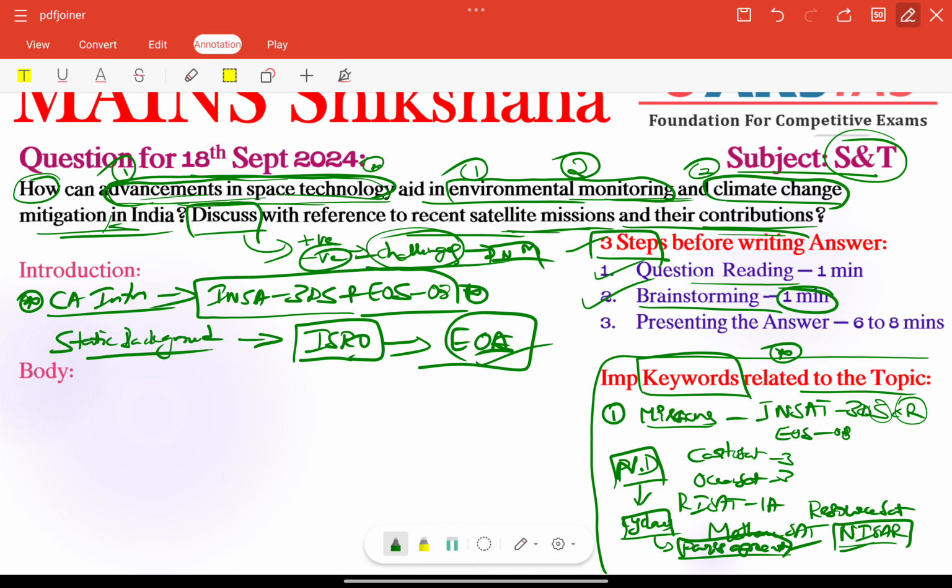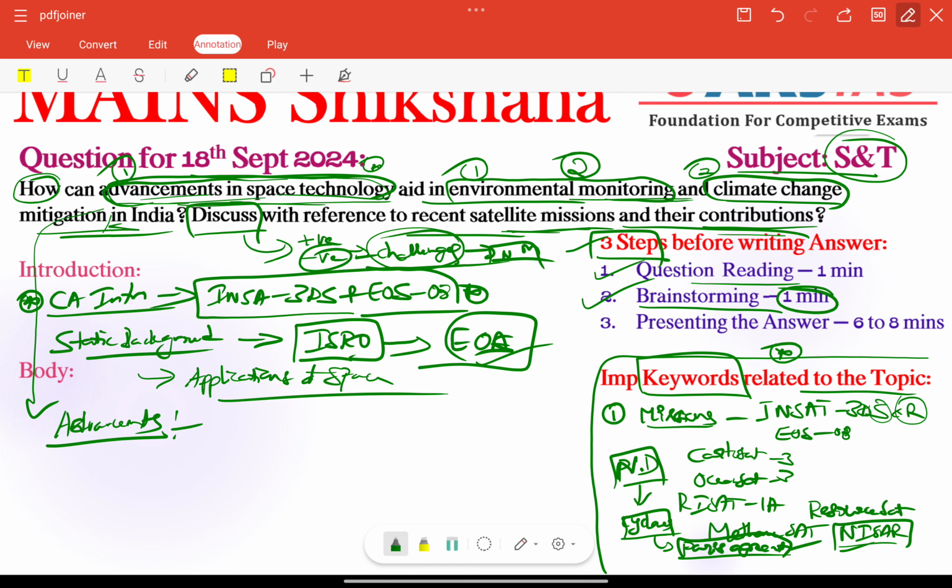So next, coming to the body part, here we can connect the recent sectors or applications of space technology. Applications of space technology are very important. Coming to the body part, we need to connect our keywords one by one. Advancements, especially advancements in space technology. First, we need to focus on environmental monitoring.